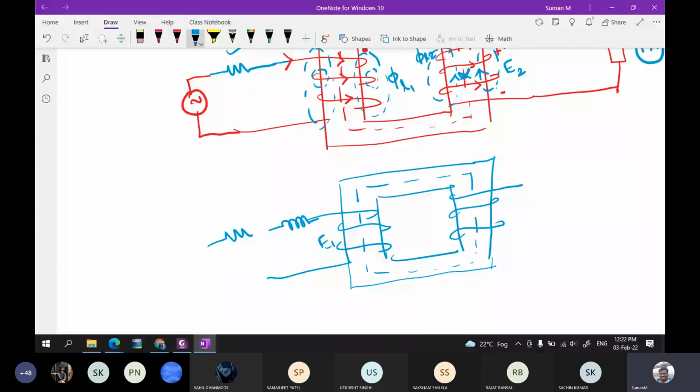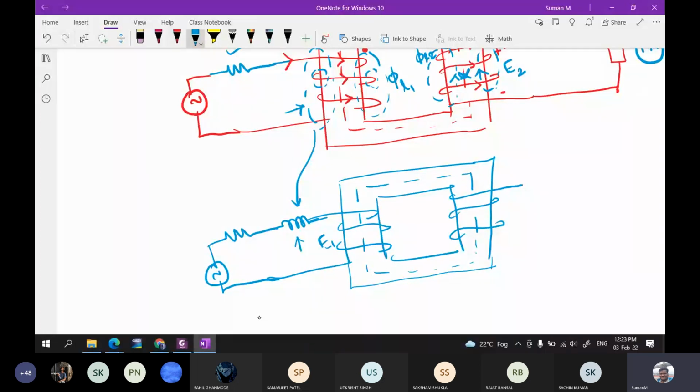So what we did is remove the leakage flux and represent it as an inductor here, because that is going to reflect as a voltage drop. So that voltage is going to be represented in this series. Why is it connected in series? Yesterday itself we have discussed.